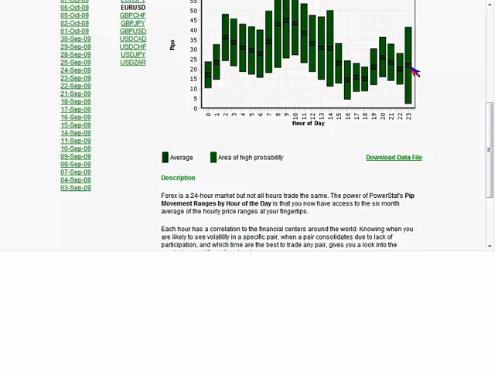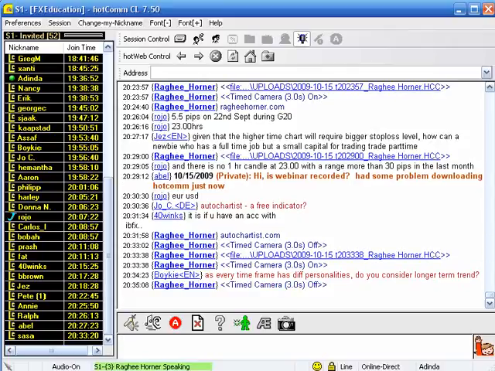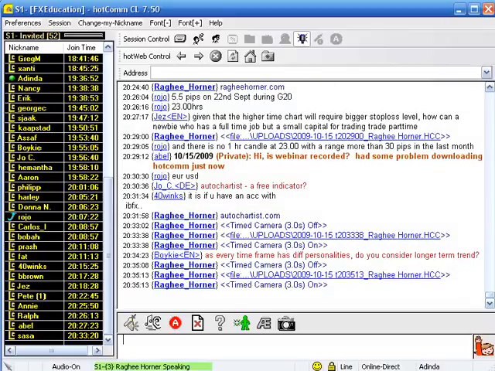Okay, let's see. I'll take this last question, and we'll wrap it up here. As every time frame has a different personality, do I consider the longer-term trend? I will consider a longer-term trend only if I'm looking for a filter. I think the longer-term trend is a filter at best. I don't mind trading a 15-minute chart short as opposed to what the longer-term time frame might be.